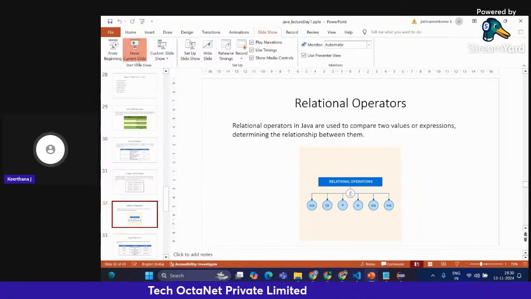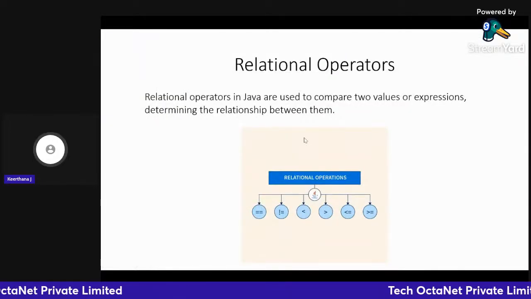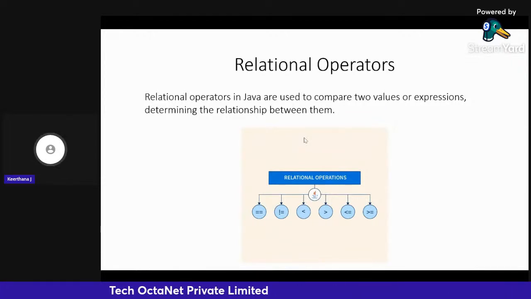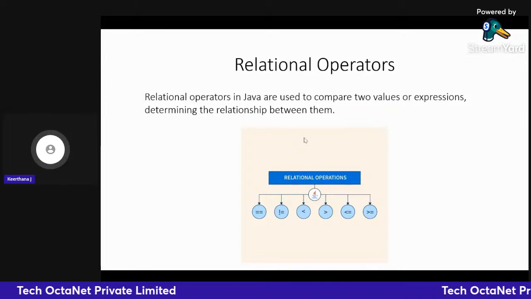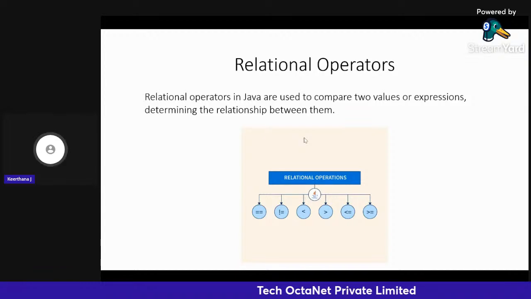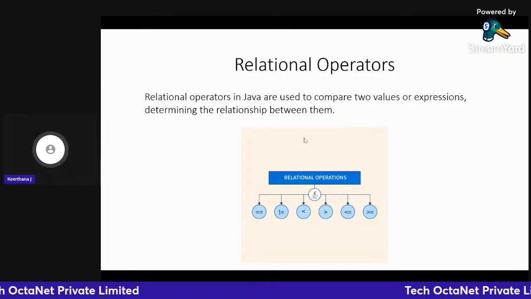Yes, next thing is relational operators. The output of the relational operators is going to be a boolean value, which means true or false. For example, here we'll have symbols like less than, greater than or equal to, less than or equal to, not equal to, and double equal to, in the sense of whether both are equal or not. So here the result is going to be true or false.